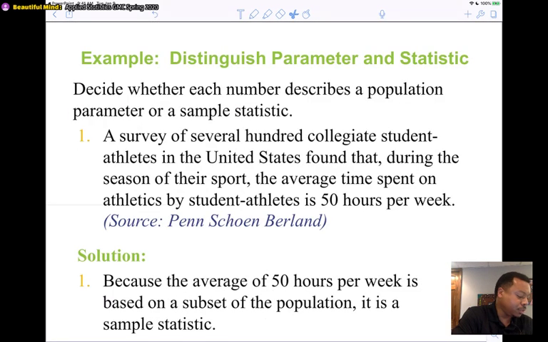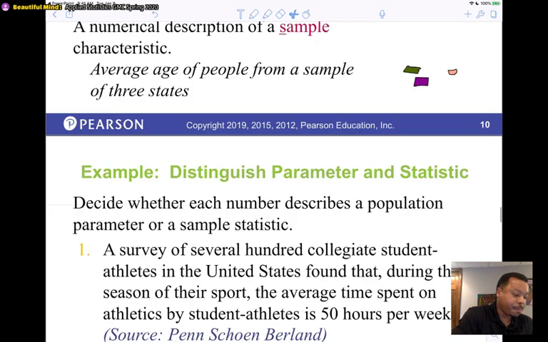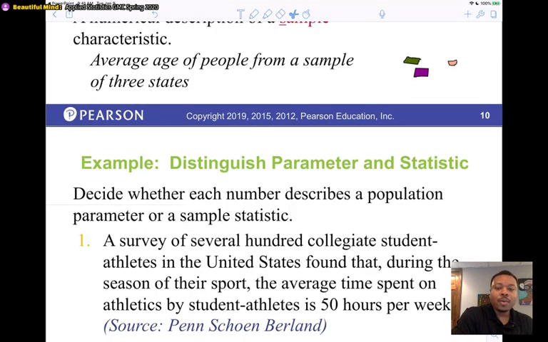Don't want to see the solution? No, kind of fast. That's okay. Let me see if I click this. Okay, I see how that's going to behave. So we're asked to decide whether each number describes a population parameter or a sample statistic. So is it a parameter or a statistic?